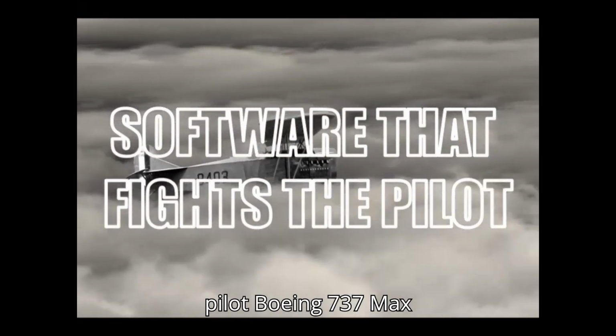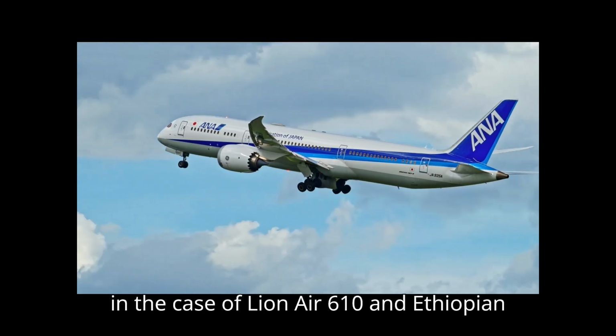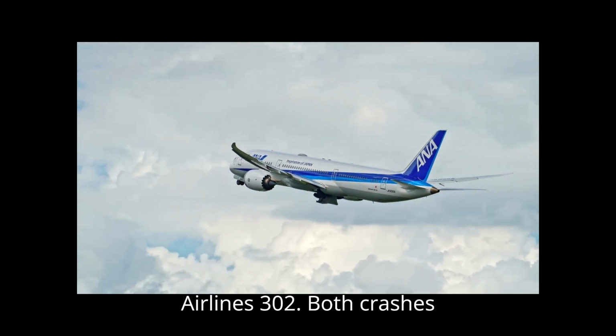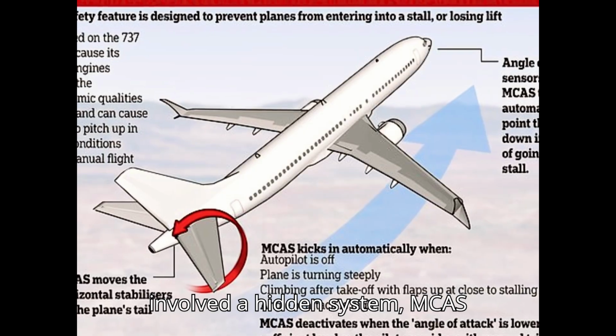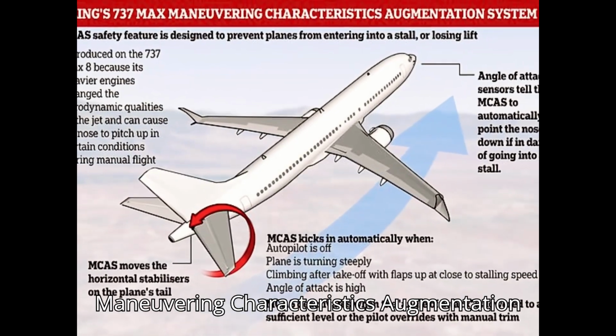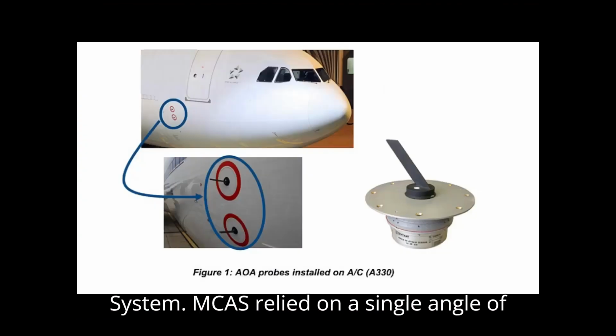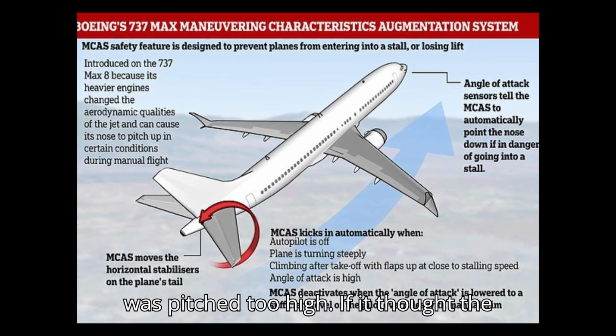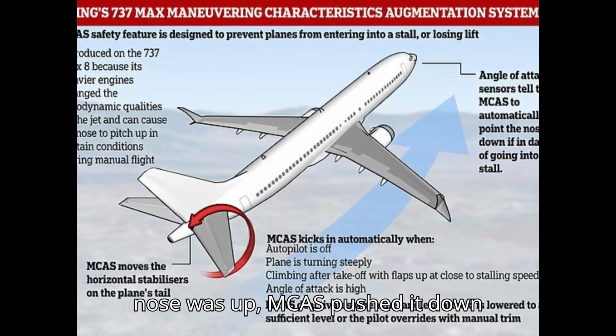Boeing 737 MAX. In the case of Lion Air 610 and Ethiopian Airlines 302, both crashes involved a hidden system, MCAS, Maneuvering Characteristics Augmentation System. MCAS relied on a single angle of attack sensor to determine if the nose was pitched too high. If it thought the nose was up, MCAS pushed it down automatically.